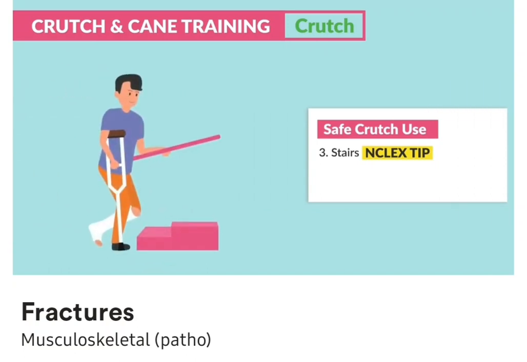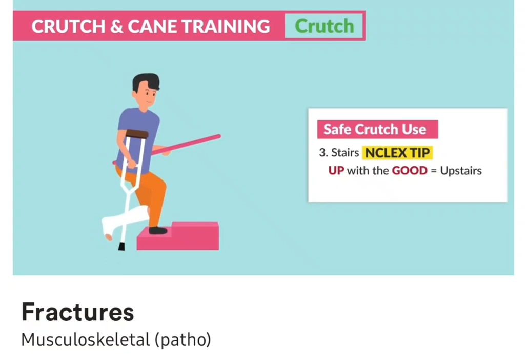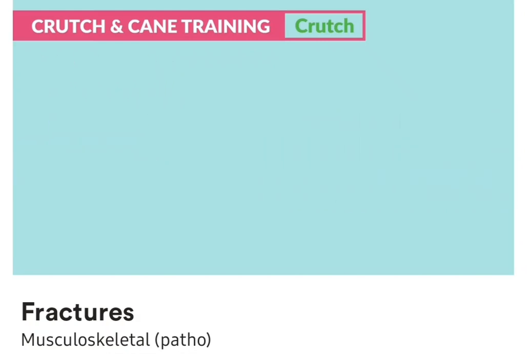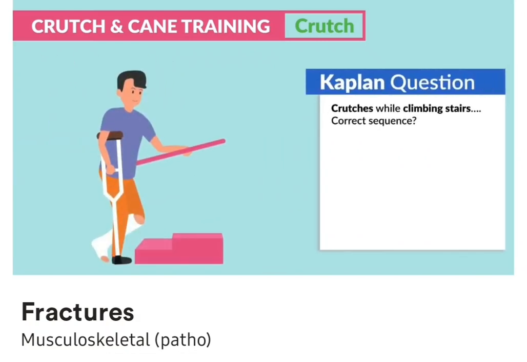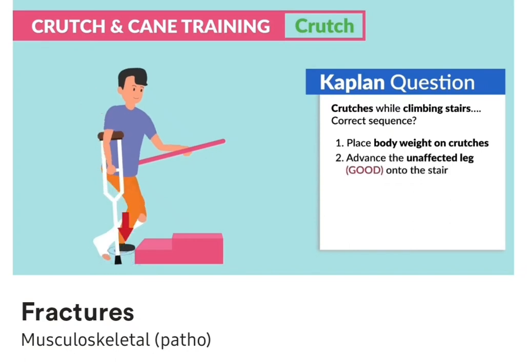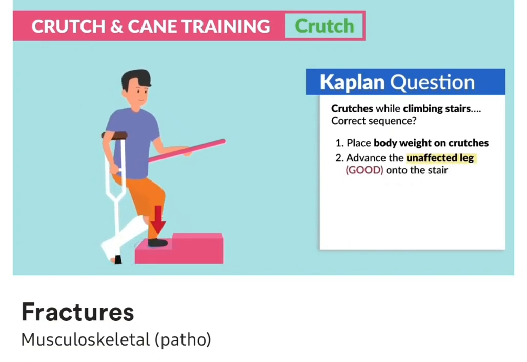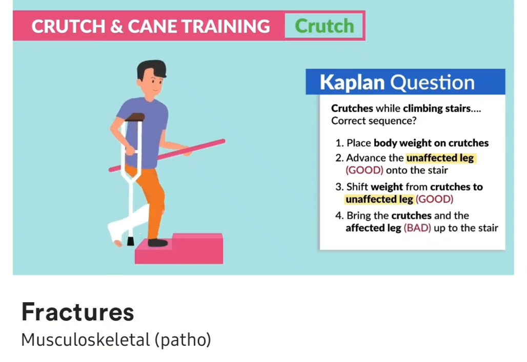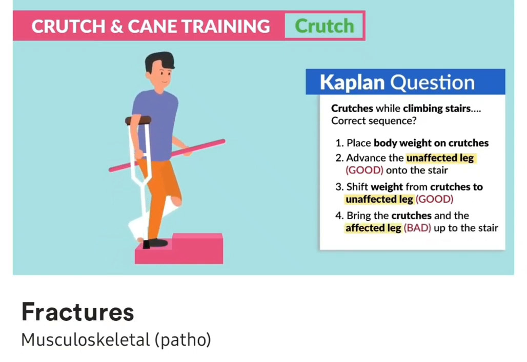The memory trick we use is up with the good leg when you're going upstairs and down with the bad leg when you're going downstairs. So Kaplan mentions, crutches while climbing stairs, the correct sequence. Number 1, place the body weight on the crutches. Number 2 is advance the unaffected leg, the good leg, onto the stairs. Remember, up with the good first. Number 3, shift the weight from the crutches to the unaffected leg, the good leg.